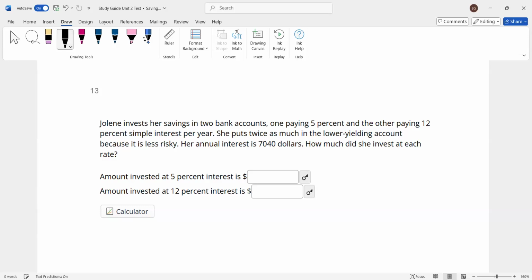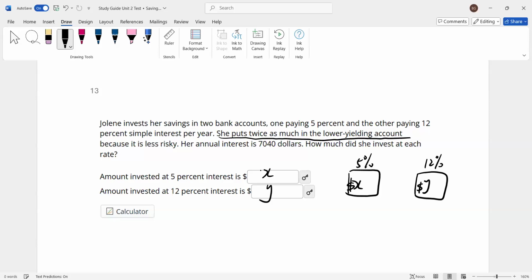Okay. Invest here X, invest here Y, right? X dollars here, Y dollars here. And this is 5%. And this is 12%. How much? 5%, 12%, X, Y. Okay. So she puts twice as much in the lower yielding. Lower yielding means the 5%. So X equals twice of Y. Low interest means low risk. So she put more money in the 5% account.